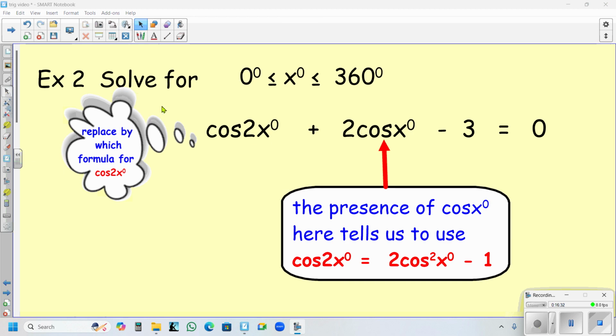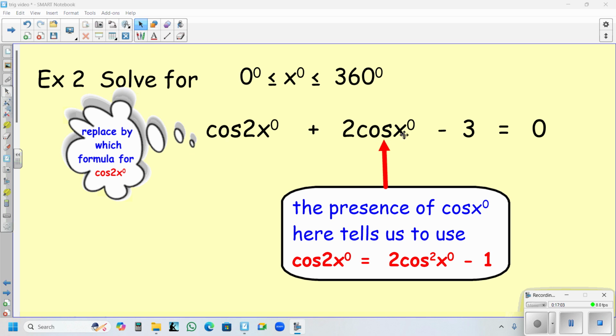Okay, for this one here, we're going to solve for x in between 0 and 360, and we've got cos 2x plus 2 cos x minus 3 equals 0. There is a double angle with another trig function. That could be cos or sine in there. So we've got to replace that using our information sheet. Remember, we've got three formulas for cos 2x. Cos squared x minus sine squared x, 2 cos squared x minus 1, or 1 minus 2 sine squared x.